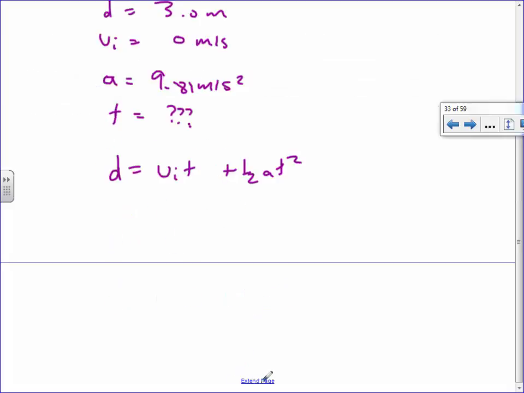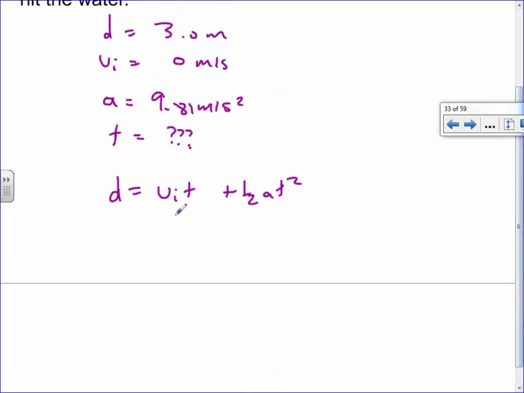So I'll start throwing some numbers in. This is going to be 3. This one's going to be 0 times t. And then this one is going to be 9.81, and that's going to be t squared. So far, so good? So we need to have our algebra skills. We need to get t by itself.